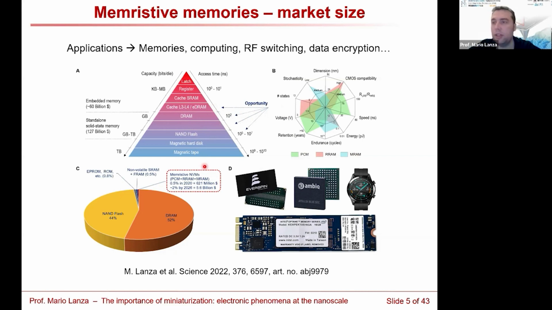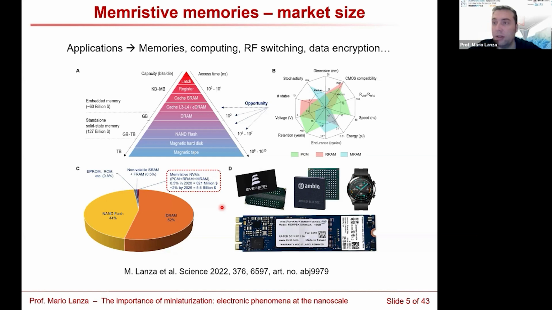As I mentioned, this is already commercially available. There are some products that are already being commercialized, like memories from Everspin or from Intel and Micron, or, for example, some memories that are inserted in watches from Huawei. In general, these memories have low power consumption, so they are good for the Internet of Things.